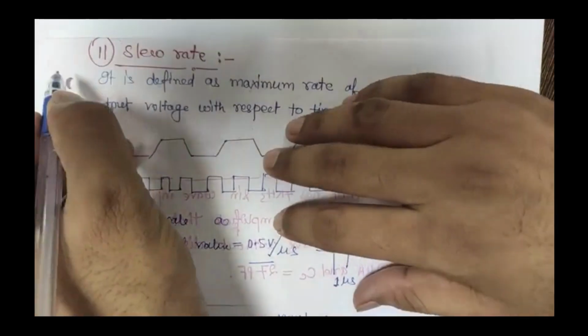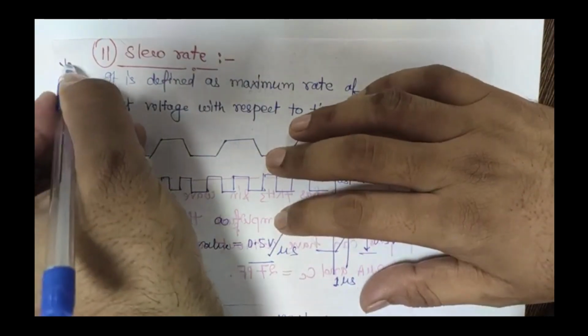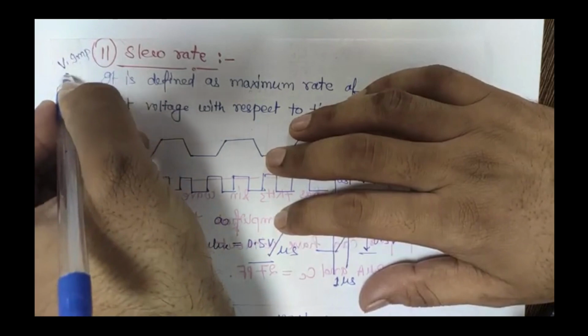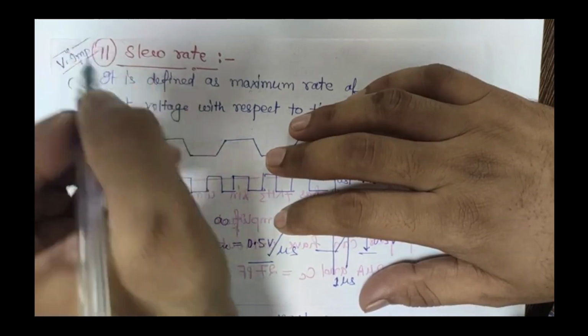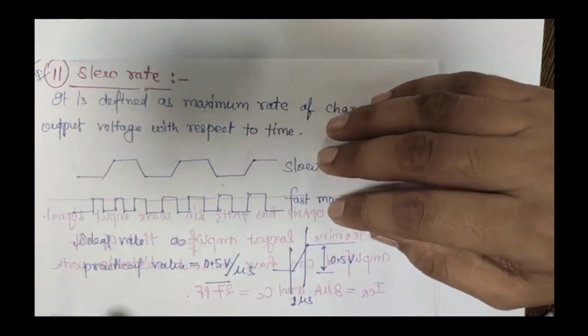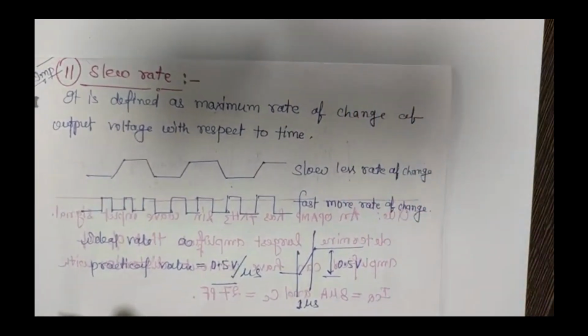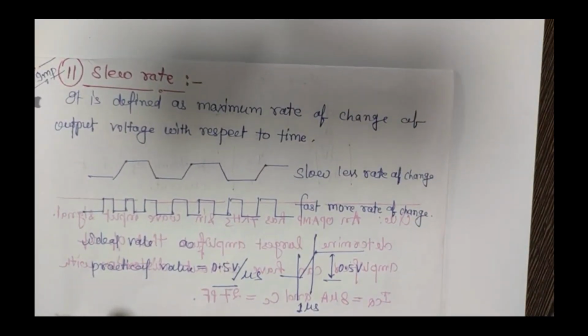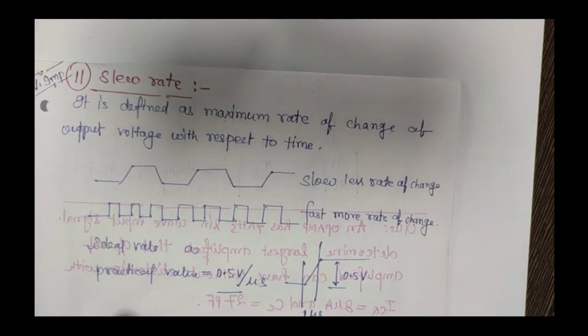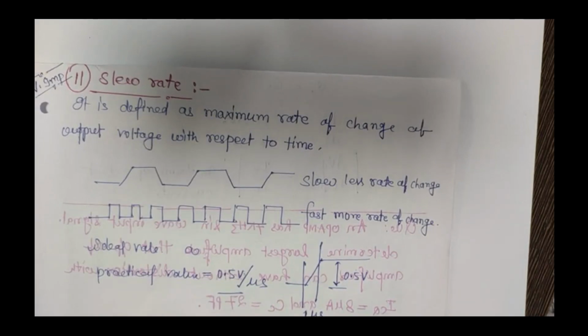The 11th property is very important, so I will write it here that this is a very important topic of operational amplifier. Slew rate. Slew rate is measured as the maximum rate of change of output voltage with respect to time. So this is the rate of change of output voltage with respect to time.